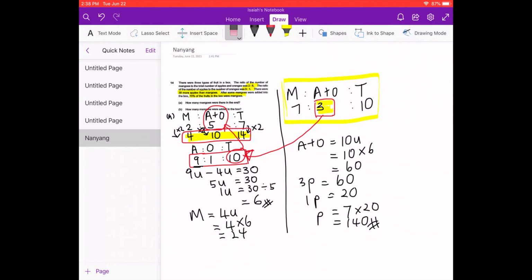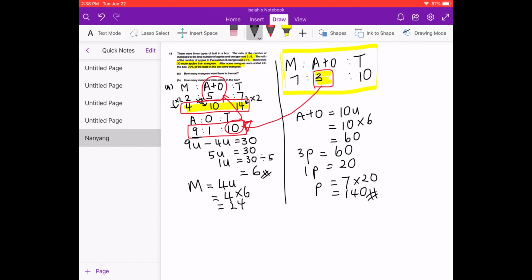Okay, now to solve part B. What do they want? How many mangoes were added in the box? So that will be easy. To find the number of mangoes added, I take the number of mangoes at the end, which is 140, minus the mangoes that we had earlier on, which is 24, and that will give me 116 mangoes were added. So that will help you solve your part B. Have you gotten the correct answer?